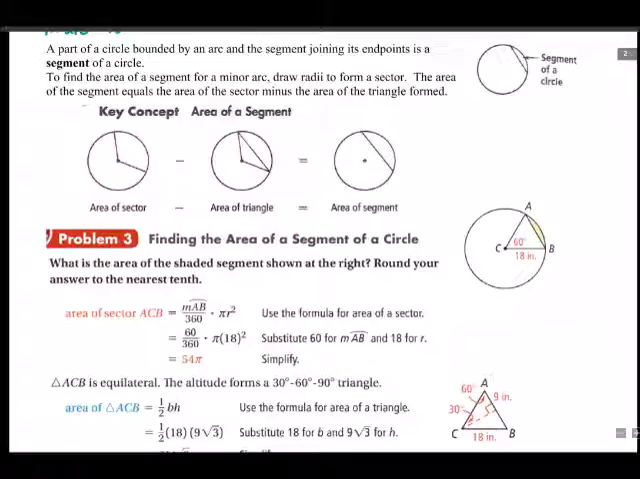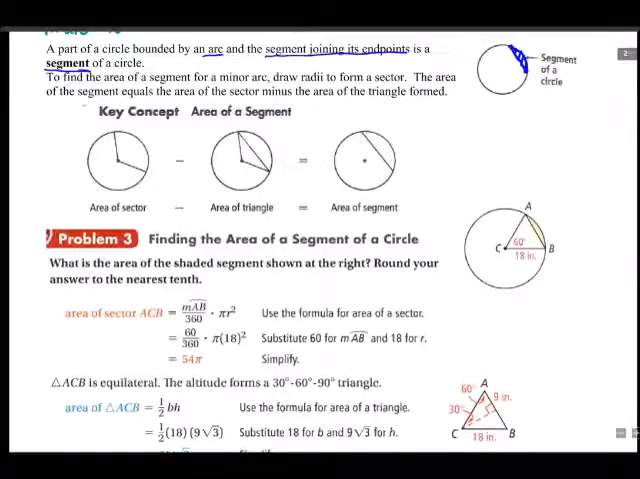The part of a circle that is bounded by an arc and the segment joining its endpoints is called the segment of a circle. So we have our arc, and here are the endpoints of our arc, and here's the segment joining them. Later on we'll learn that's called a chord, but we don't need that right now. So this is the segment of a circle, and I like to think of that as the pizza crust.